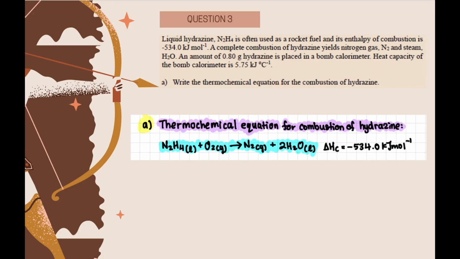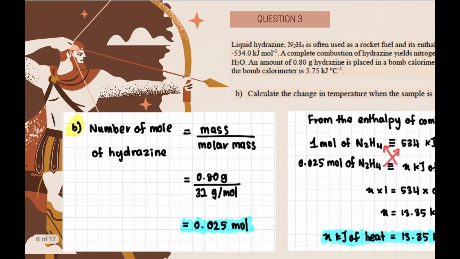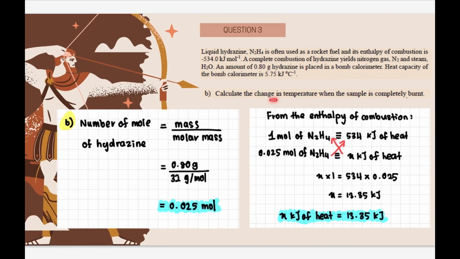Okay, a slight correction here. Because they mention steam here, if they mention steam H2O, that means its phase here is gas. It should be gas guys, not liquid. Alright. Okay, question B. Calculate the change in temperature. So we are asked to find delta T.